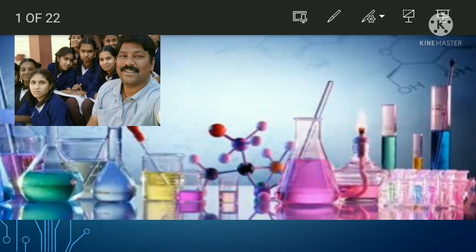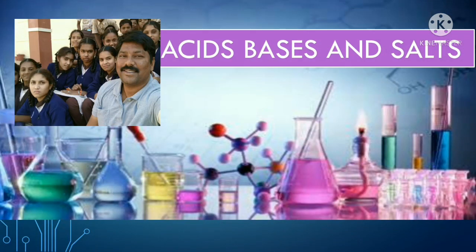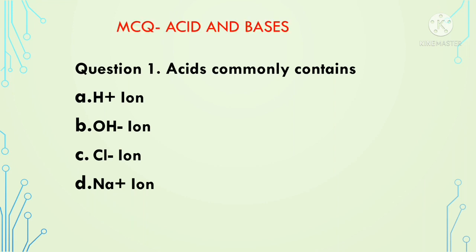Okay, so regarding the topic acids, bases, and salts, here is the first question. Acid commonly contains: option A, H plus ion; option B, OH minus ion; option C, Cl minus ion; option D, Na plus ion. Only two options are clear, which tell about what acids commonly contain, and what the bases commonly contain.